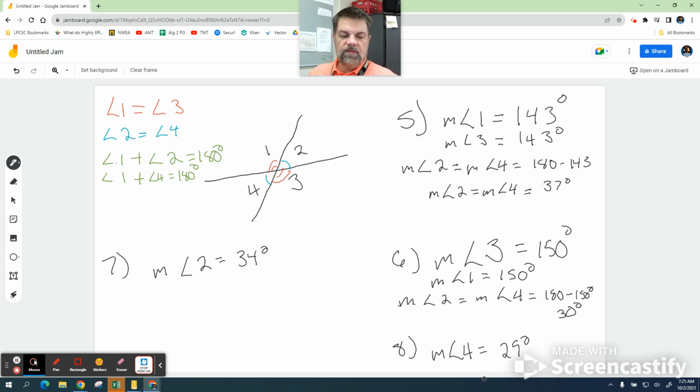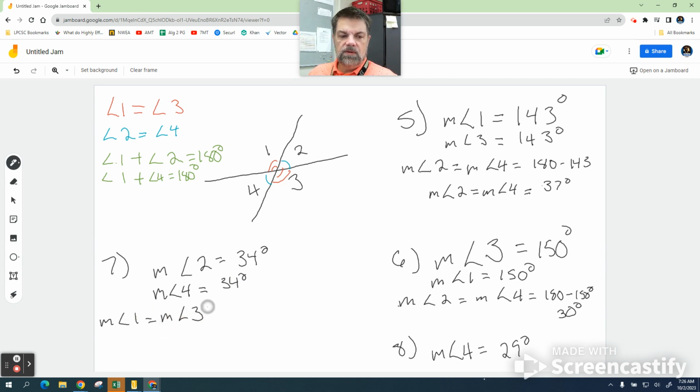Down here, over here for number 7, the measure of angle 4 is congruent to 2. So that equals 34 degrees. And then the measure of angle 1 is equal to the measure of angle 3, which is 180 minus 34. So if I say 180 minus 34, 146.